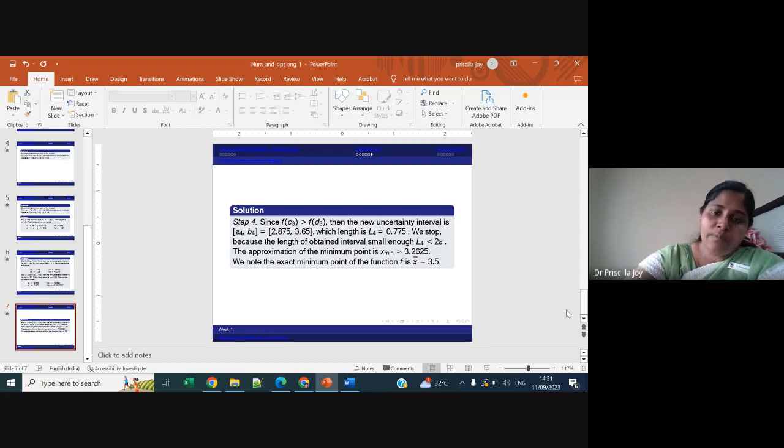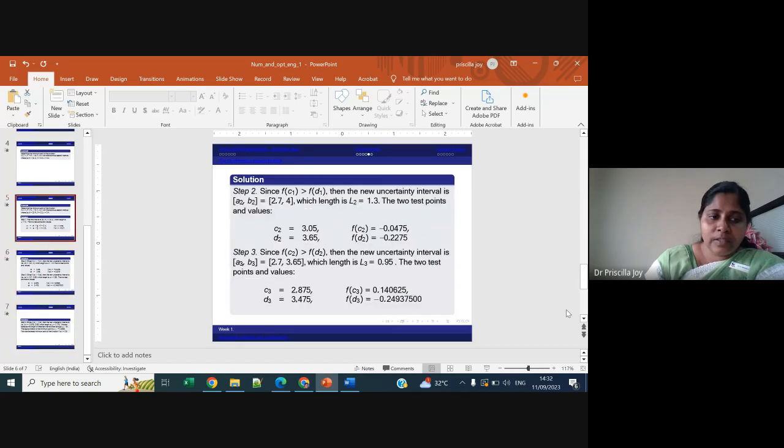Okay, so we need to stop here and we need to find the small enough interval value, which is L4, which is less than 2e, and the approximation value which we will be getting, when we count here, is the x-min value 3.2625. Okay, so we need to find the exact value. So when we check the exact value, we will be getting x dash equal to 3.5. That is the interval which is intermediate to it. Okay, so this is how we need to find the total value.